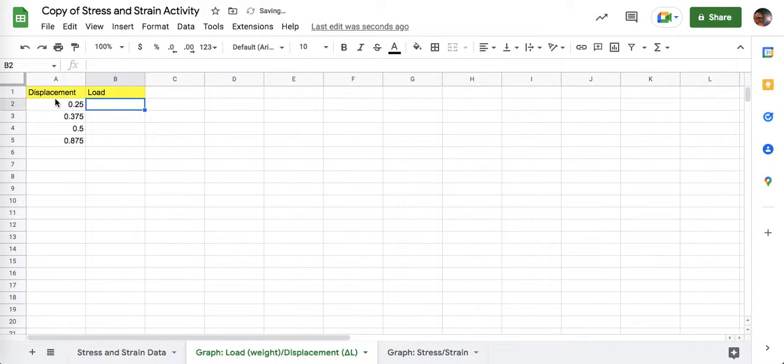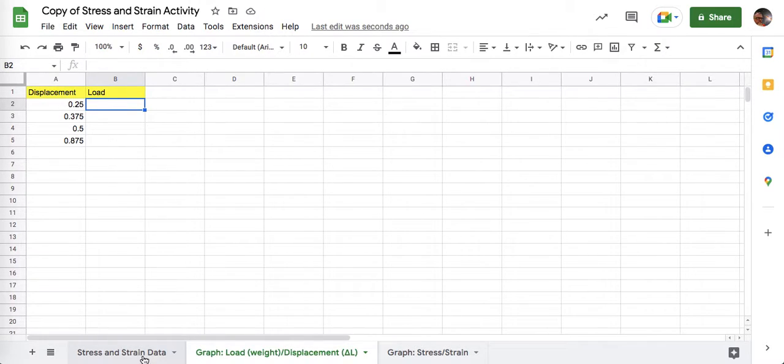The reason I'm doing it in this order is because when I tell this program to make a graph, it's going to read these numbers first and make those the x-axis, and read these numbers second and make these the y-axis. Since it says here weight over displacement, that's rise over run. Rise is weight, so that'll be the y-axis over here.